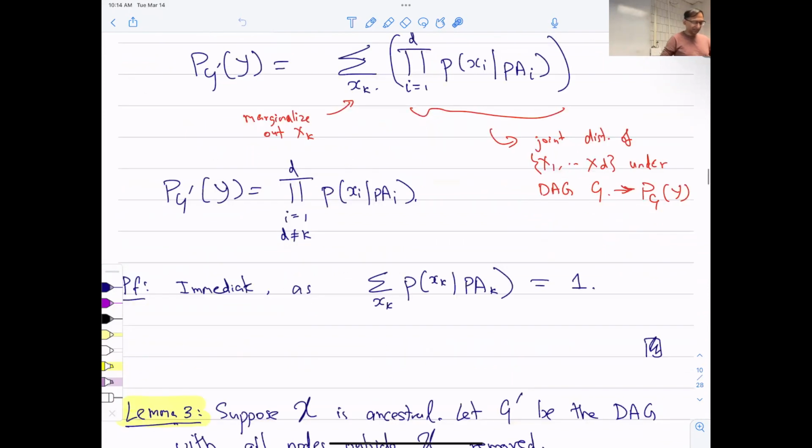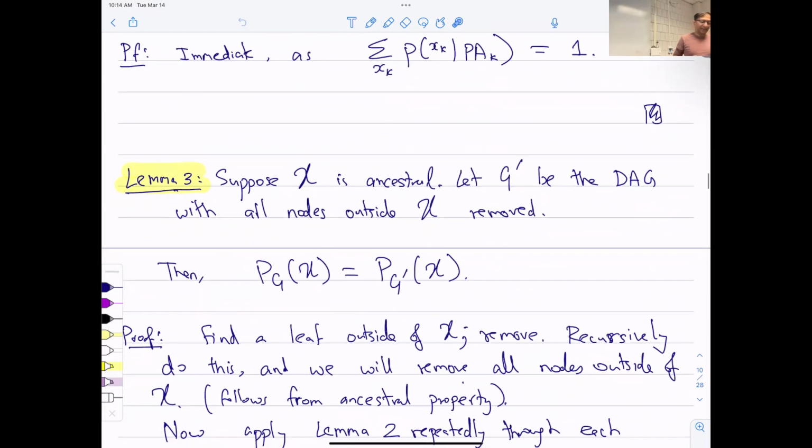I'm just stating this. So the second is, suppose X is an ancestral set. And G prime is the DAG with all nodes outside X removed. So I have a graph. I have X is ancestral. There are a bunch of other nodes as well in this graph potentially. I prune all the others out. Then again, the same property holds, that the joint distribution on just the nodes X with the original graph is the same as that of the pruned graph. And the proof is again almost immediate.